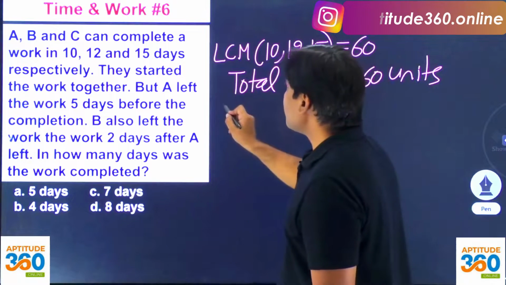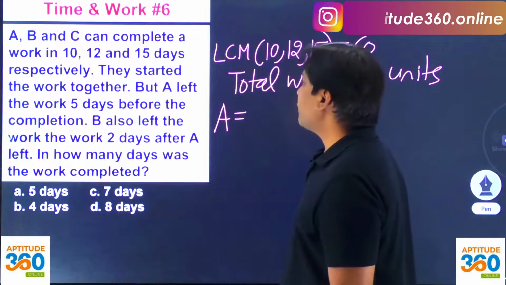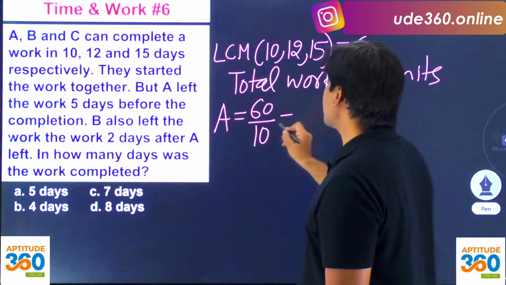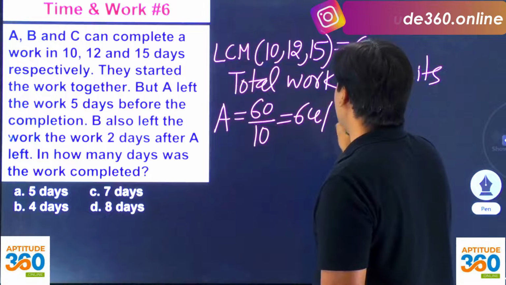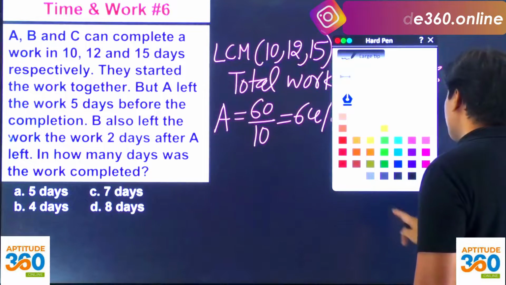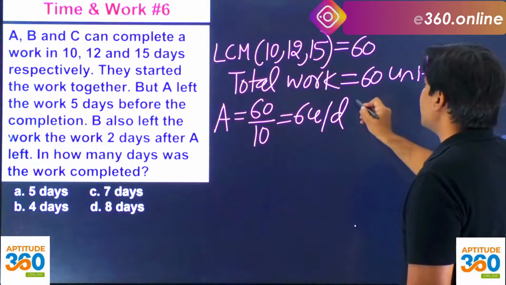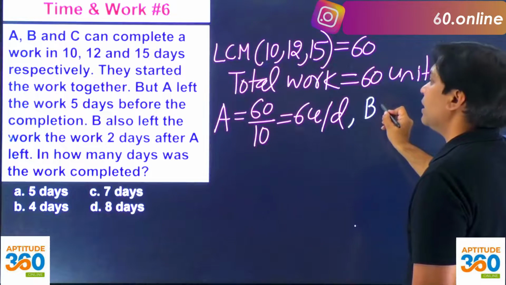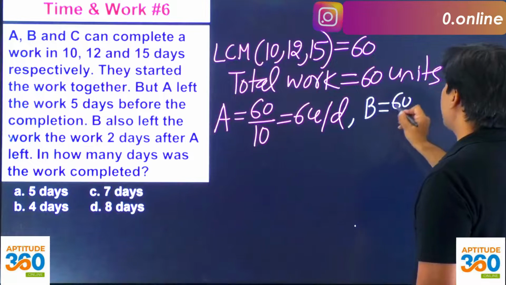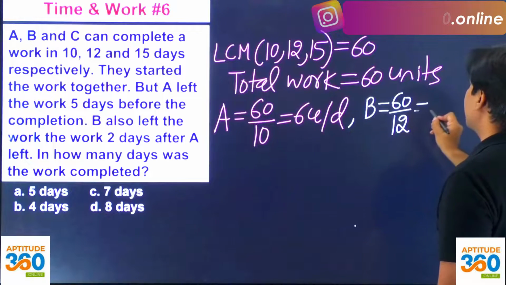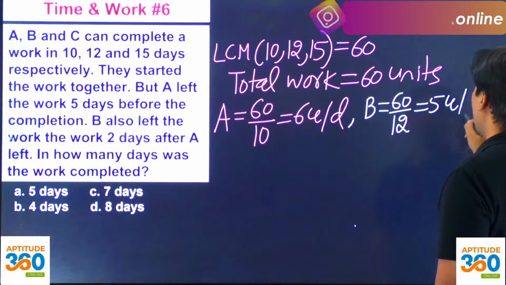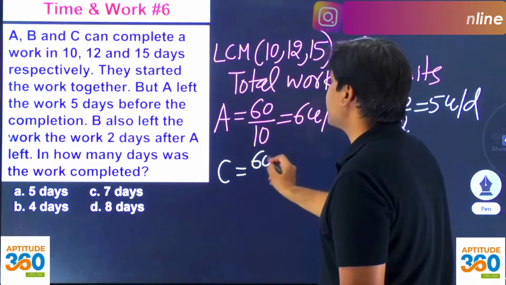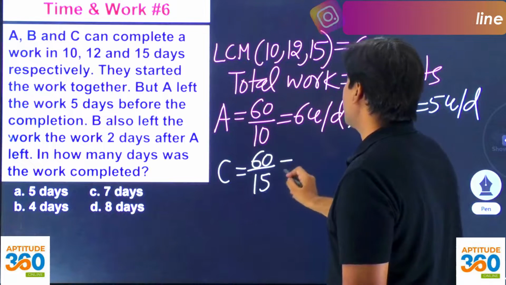So what is going to be the per day work of A? 60 by 10, which is 6 units a day. What is going to be the per day work of B, and of C? You can very easily find it out. B is going to be 60 upon 12, which is 5 units a day. And per day work of C is going to be 60 divided by 15, which is 4 units a day.